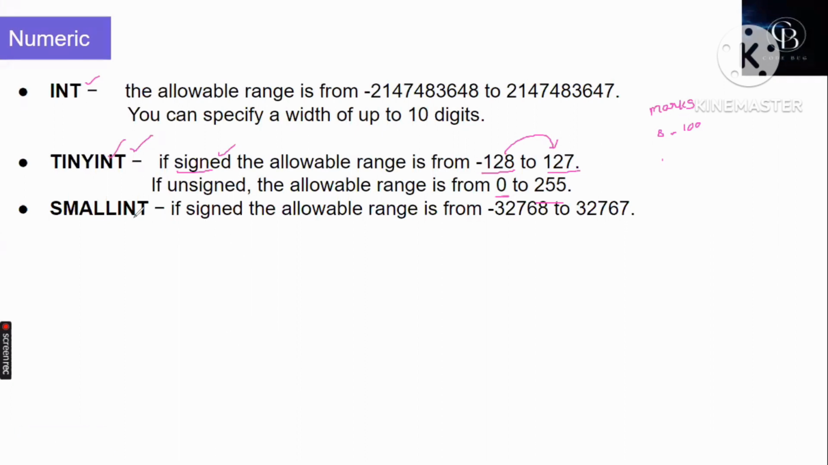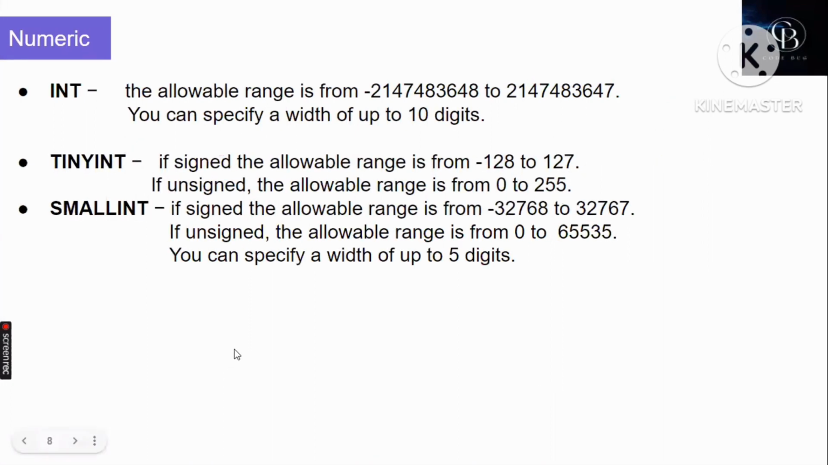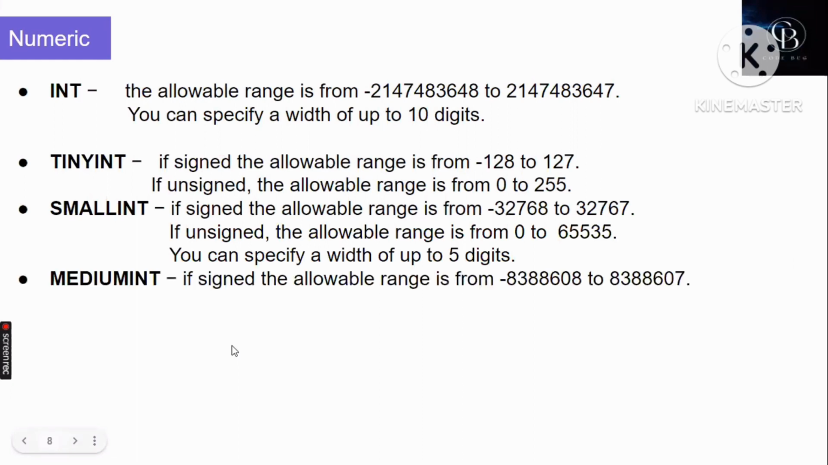Now, small int is also one of the data types. What is the allowable range? -32,768 to 32,767. And no need to remember all those numbers. Just you have to know what the data types are and when you have to use a particular one: int, tiny int, small int, and big int.